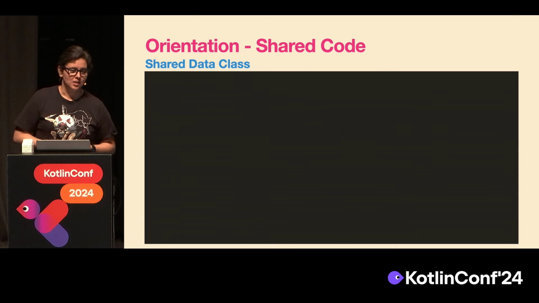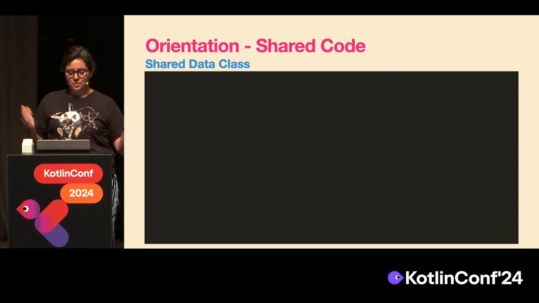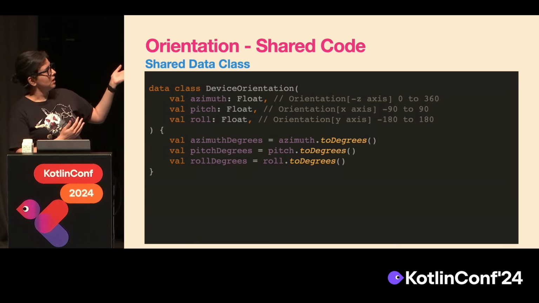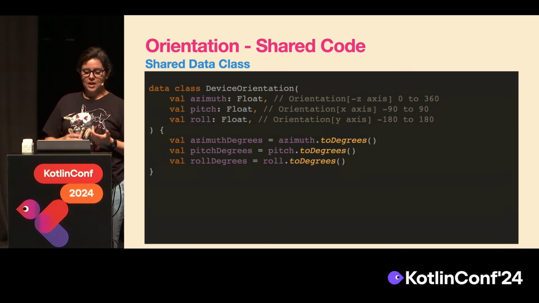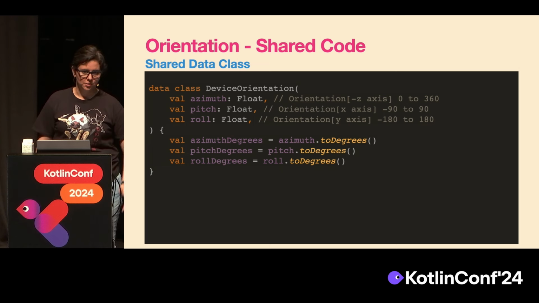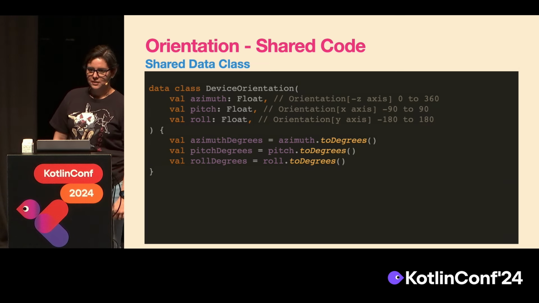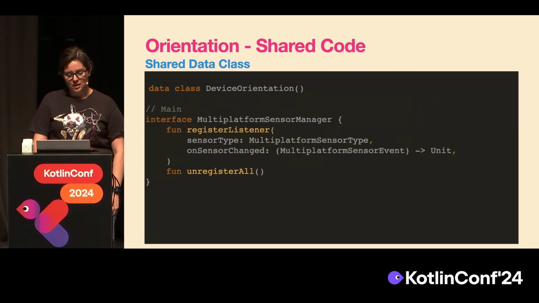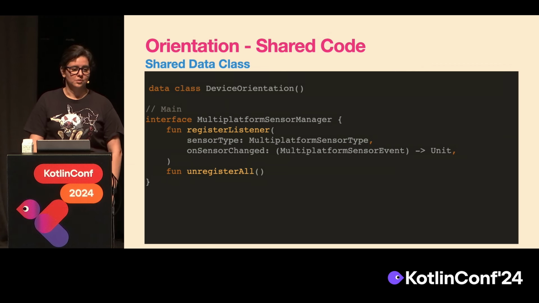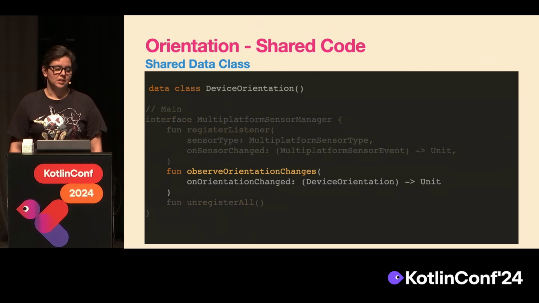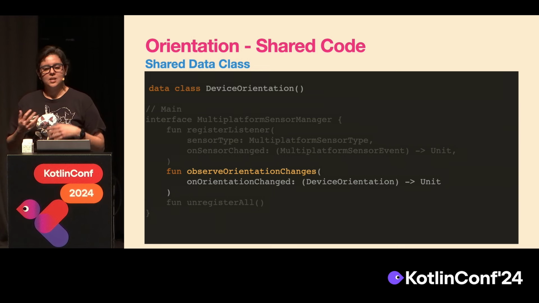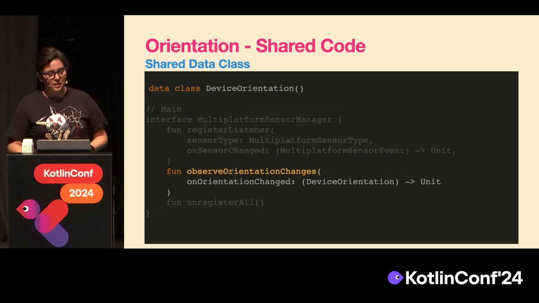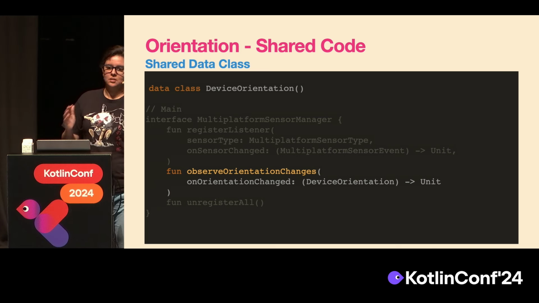And in order to do that the easy way, you can just create in your shared code a shared data class, which in my case was just called device orientation, that returned azimuth, pitch, and roll, and some helper methods in there. And because I was feeling lazy and I didn't want to do all the mappings for my register listeners and things like that, I just created another method in my multi-platform sensor manager called observe orientation changes. That was going to be in charge of getting all this orientation information, map the things, and make sure that I would always get a device orientation in the correct values.